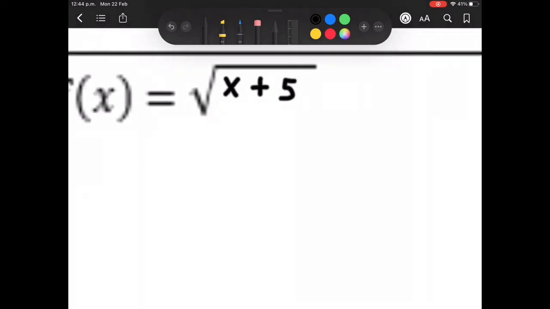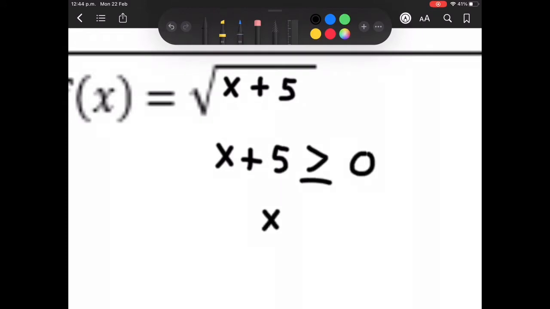So we have the square root of x plus 5 as the expression from which we have to get the domain and range. We have to keep in mind that the expression, whatever it is, has to be greater than or equal to 0. So we see that x has to be greater than or equal to negative 5. This is what the domain looks like.